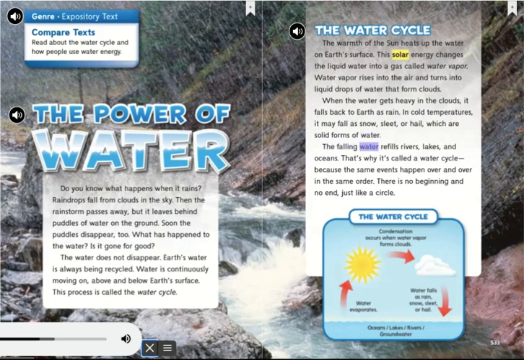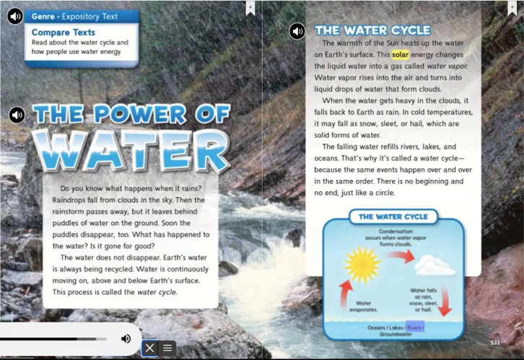The falling water refills rivers, lakes, and oceans. That's why it's called a water cycle, because the same events happen over and over in the same order. There is no beginning and no end, just like a circle. The water cycle.